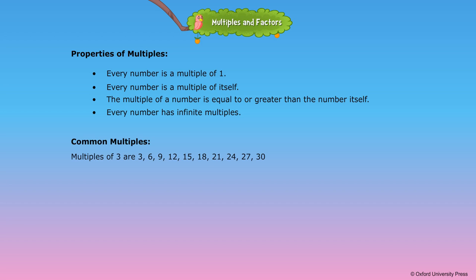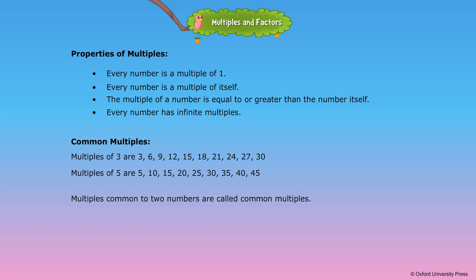Common multiples. List out the multiples of 3 and 5. Multiples of 3 are 3, 6, 9, 12, 15, 18, 21, 24, 27, 30. Multiples of 5 are 5, 10, 15, 20, 25, 30, 35, 40, 45. Multiples common to 2 numbers are called common multiples. So 15 and 30 are the first 2 common multiples of 3 and 5.